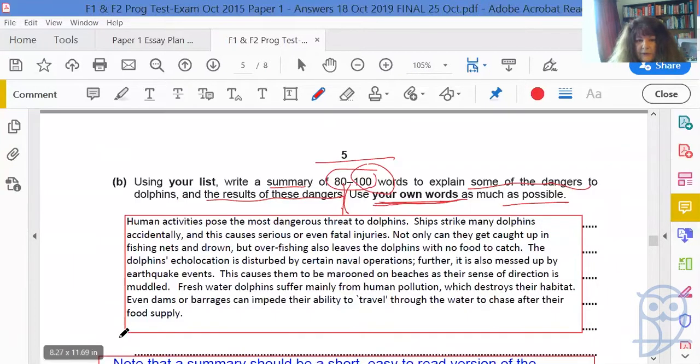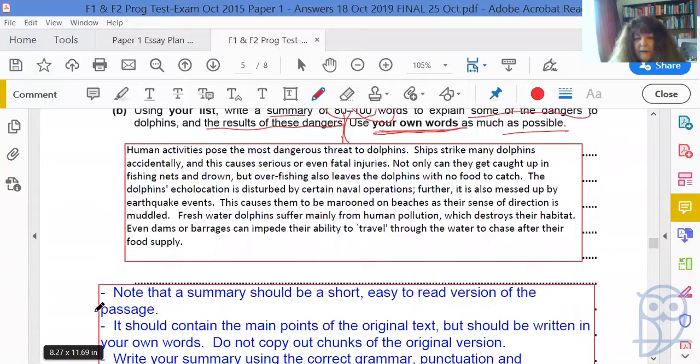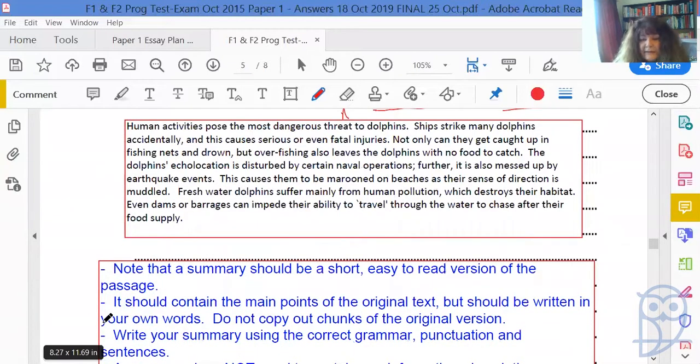And now here we've written a summary. Let's take a look at these notes here. Note that a summary should be a short, easy to read version of the passage. We're bringing it down to its simplest elements to contain the main points of the original, but should be written in your own words where possible. Do not copy out chunks of the original.